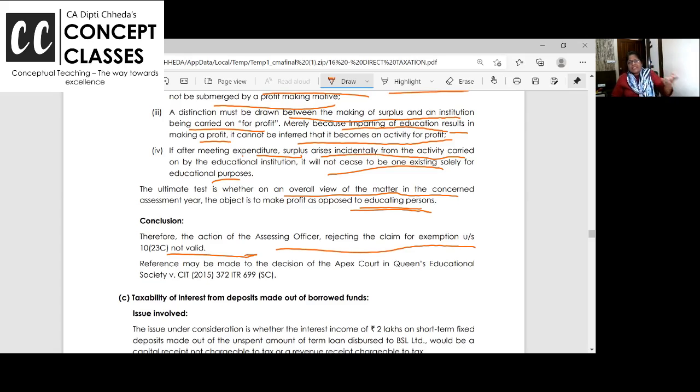Making a profit doesn't mean that you're not working with educational motive, provided your object of the trust is clear and your expenditures and your investments are according to proper rules. You remember, whenever a trust is formed, the object of the trust is important. Reference may be made to Queen's Education Society versus CIT.